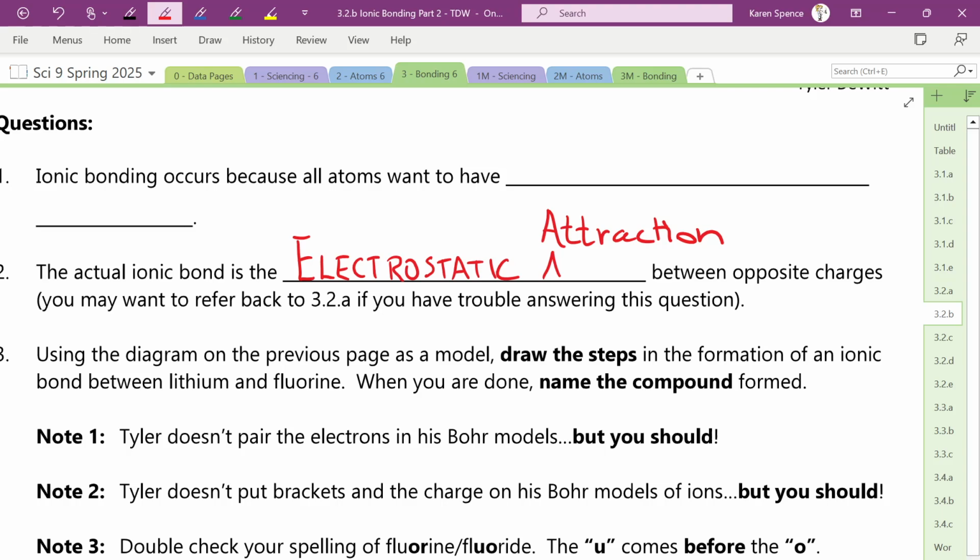Anyone else need a periodic symbol? Oh, for number 3. Guys, for number 3, you are not doing sodium and chlorine, you are doing lithium and fluorine. So it's going to be just a little bit different and a little less complicated, actually, because they have fewer electrons. So you are going to start with a Bohr model for lithium and a Bohr model for fluorine. Show the transfer of the electron, and then show the Bohr model for lithium and fluoride. Okay.